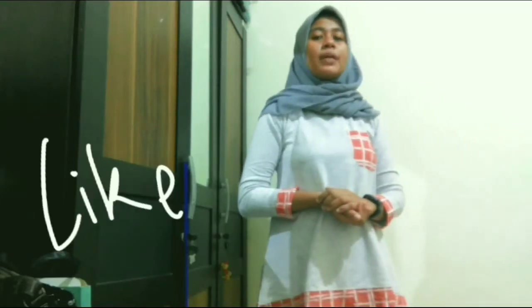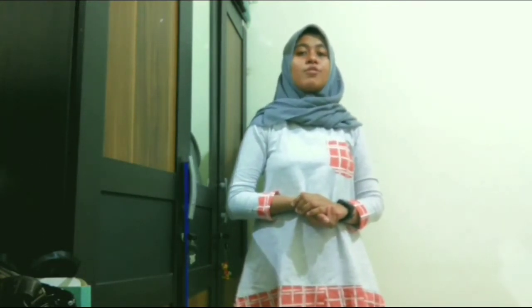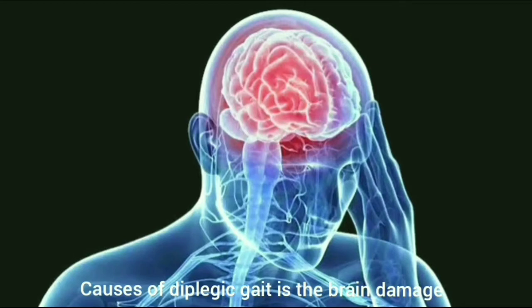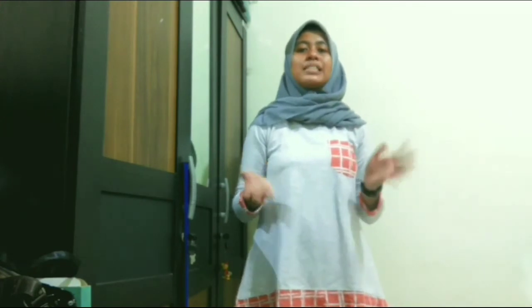Diplegic gait is caused by brain damage that inhibits the development of motor neuron function, which impacts the motor cortex. So now, I want to demonstrate how someone has diplegic gait.